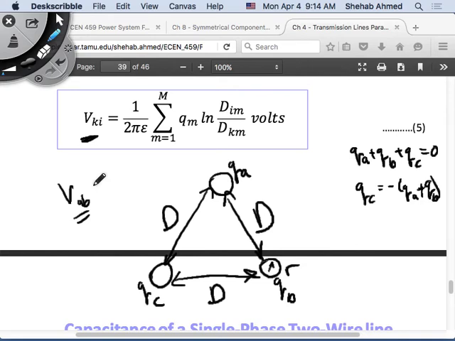That's it. They're taking a quiz. For bonus. I'm asking them to calculate the voltage between two conductors.